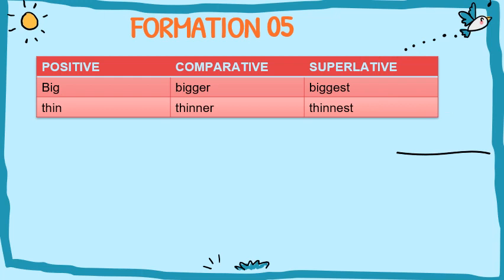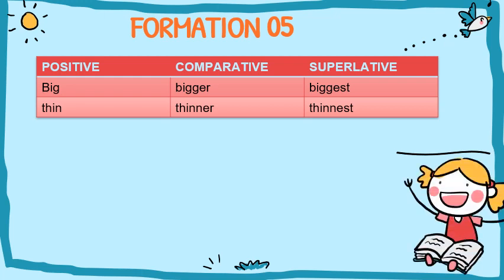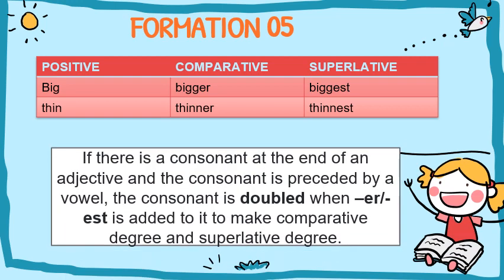Formation number 5. Observe these examples. Big, bigger, biggest, thin, thinner, thinnest. So here is a rule. If there is a consonant at the end of an adjective and the consonant is preceded by a vowel, then the consonant is doubled when er and est are added to make the comparative degree and superlative degree.